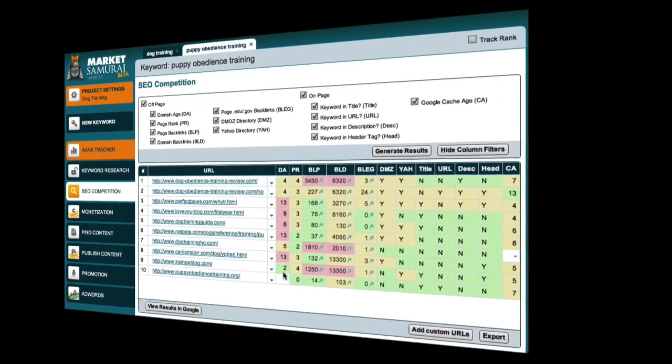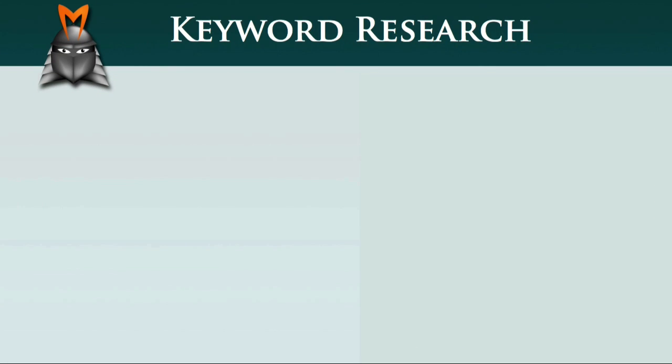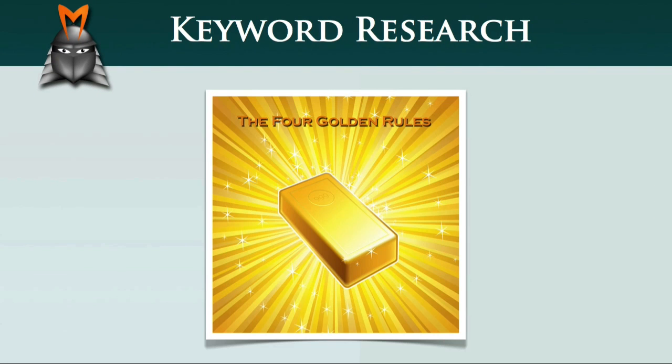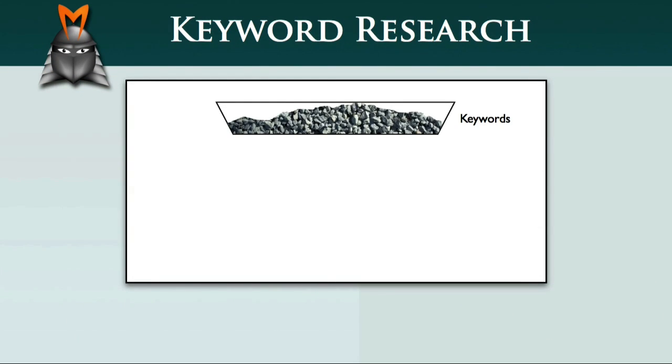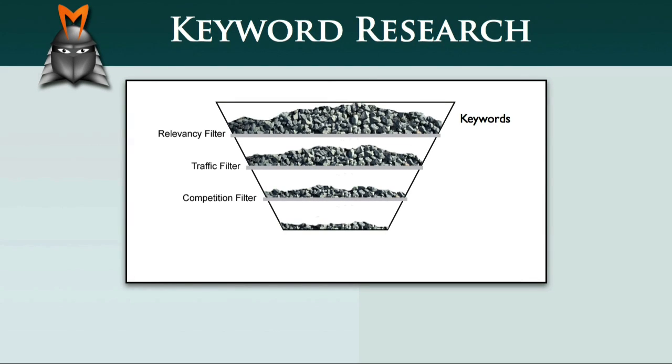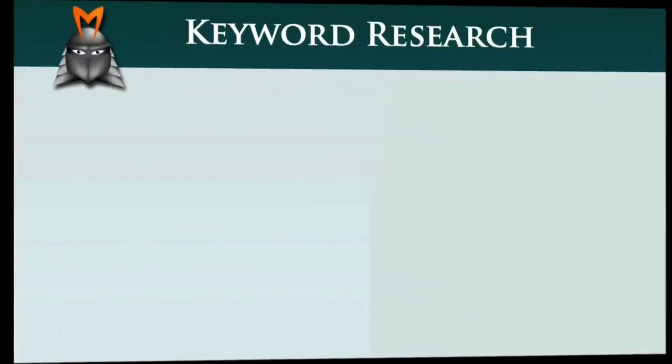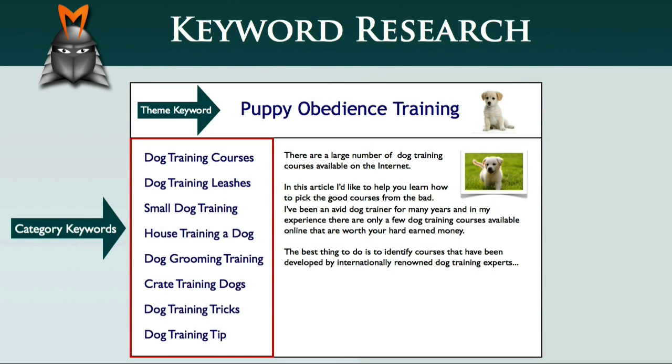page of Google. So just to recap, in this video we've seen that the 4 golden rules of keyword research provide you with a practical way to identify the best keywords to target in your online business. We started with a large number of keywords and then filtered them down by relevance, traffic, competition, and finally commerciality. We then identified our gold nugget keywords and saw how these phrases can be used to develop a keyword optimized framework for our online business.